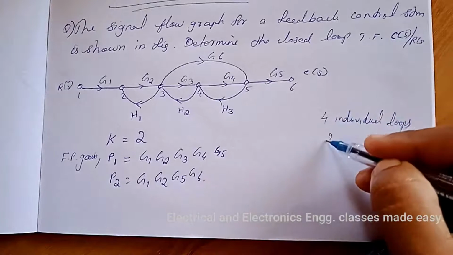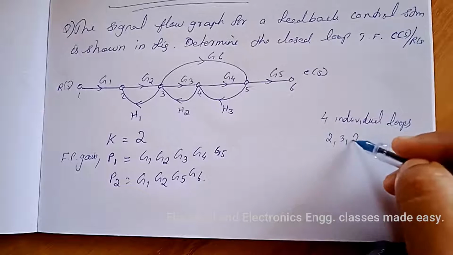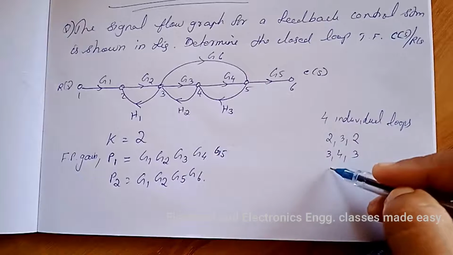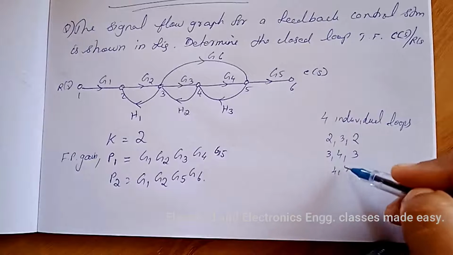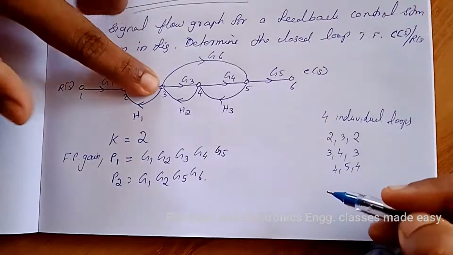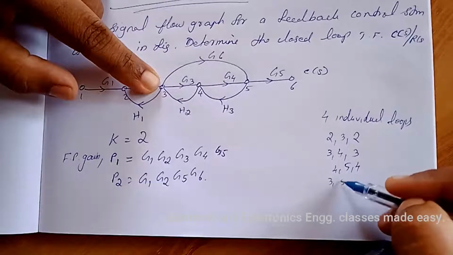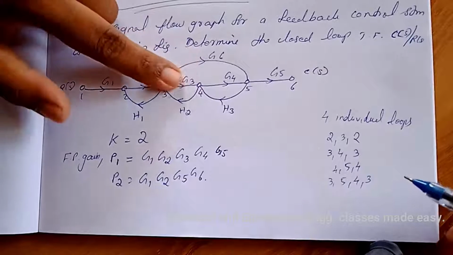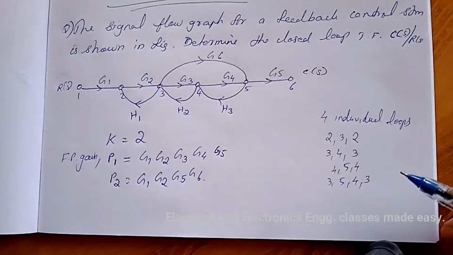One is 2, 3, 2. Next is 3, 4, 3. Next is 4, 5, 4. And the last one is 3, 5, 4, again 3. So there are 4 individual loops. So individual loop gains we have to find.